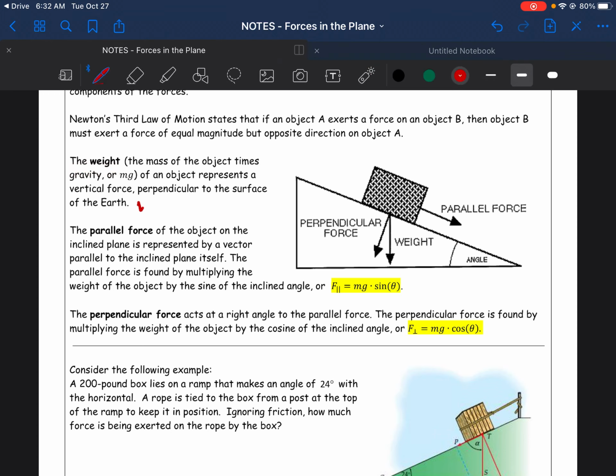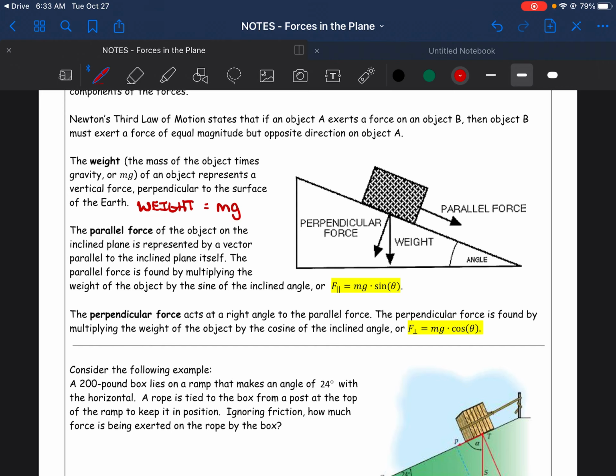So weight equals mass times gravity. We're going to be presenting all of our problems with the weight being in pounds here in pre-calculus. So we don't need to worry about taking a mass in kilograms and multiplying it by 9.8 meters per second squared. We're just going to represent our weight, our mg, in pounds.